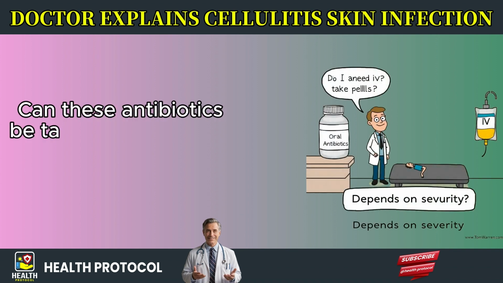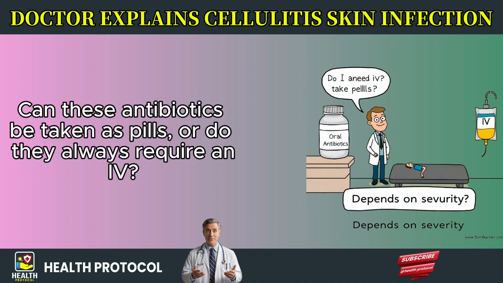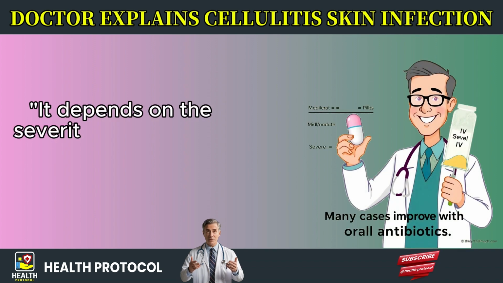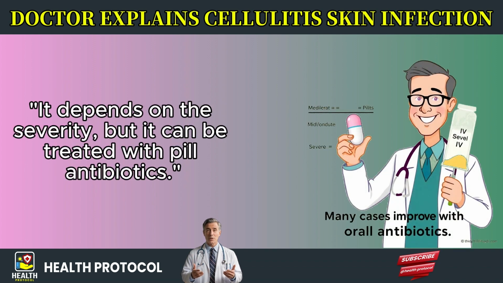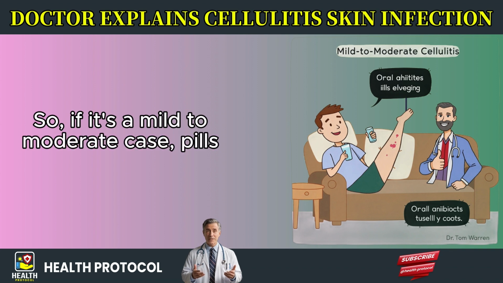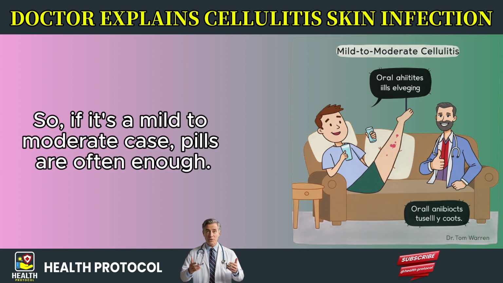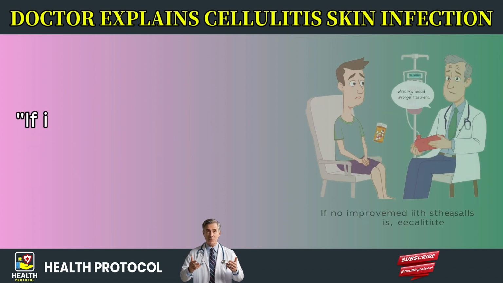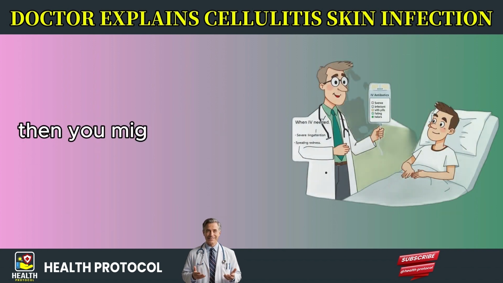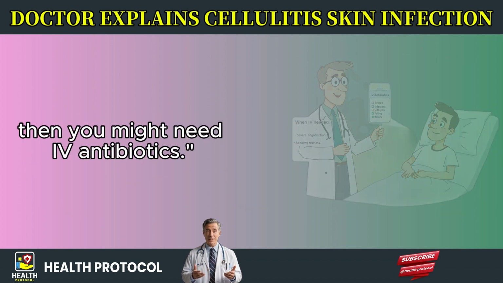Can these antibiotics be taken as pills, or do they always require an IV? It depends on the severity, but it can be treated with pill antibiotics. So, if it's a mild to moderate case, pills are often enough. If it's very severe, or not improving with pills, then you might need IV antibiotics.